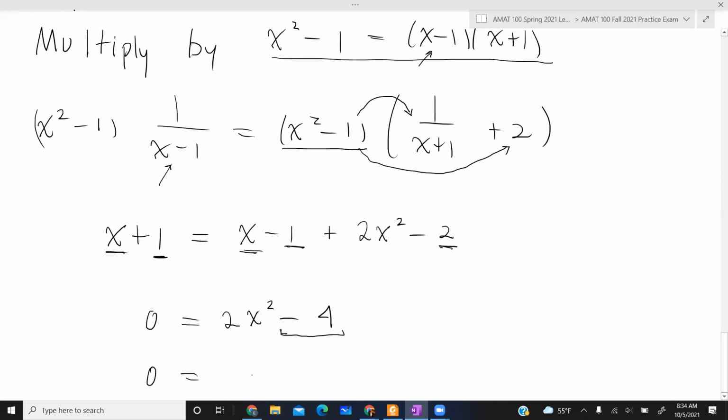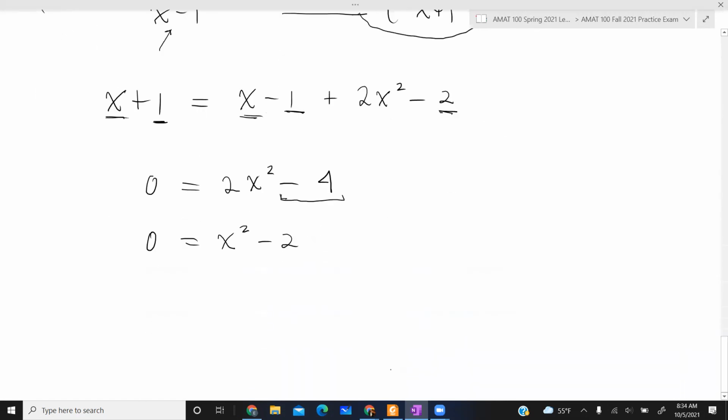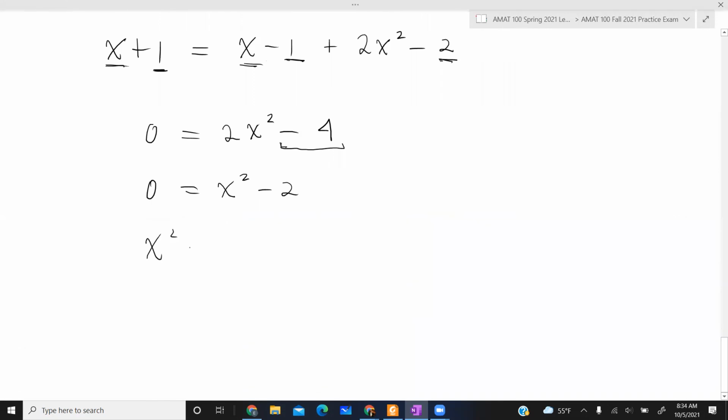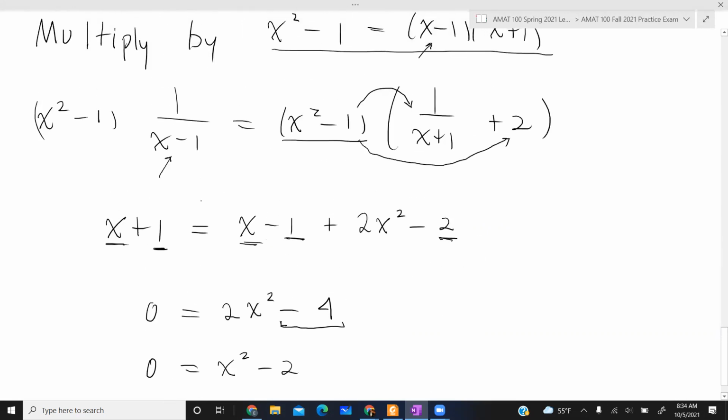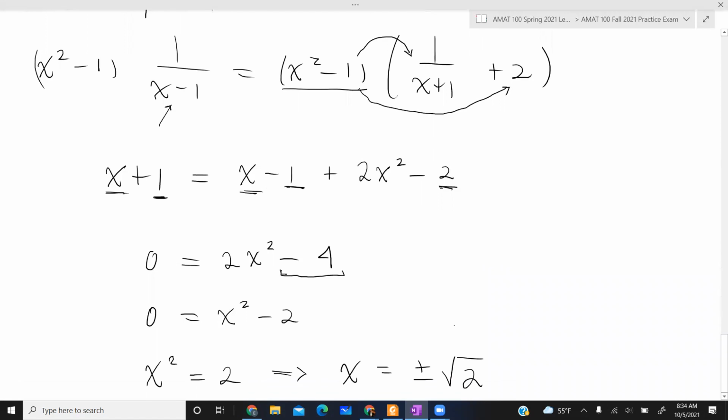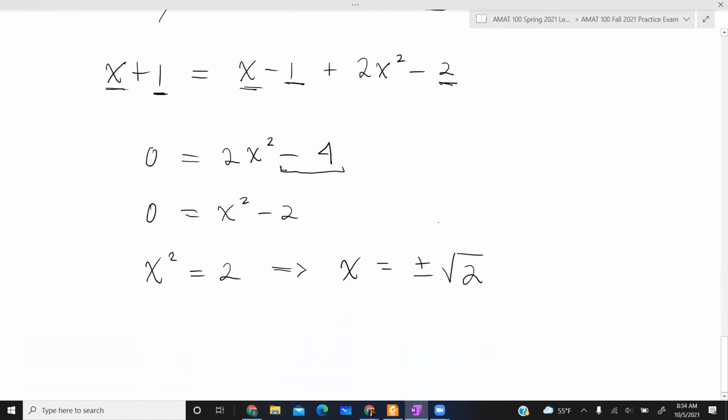I can divide by 2. I get that, and then actually let's not even write it like that. Let's write it like this. So we get x squared is equal to 2, and then I can take the square root. So it's plus or minus square root of 2. So I multiplied by x squared minus 1, but it turns out I didn't actually introduce any values of x which are not solutions. So this will actually be the solution right here.